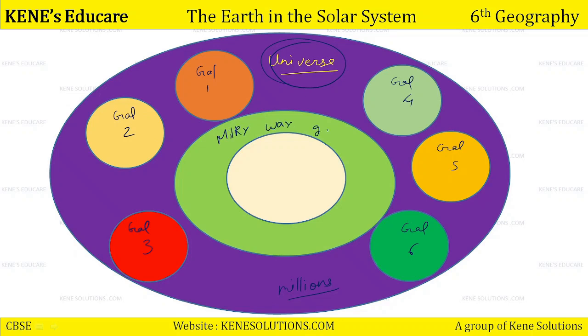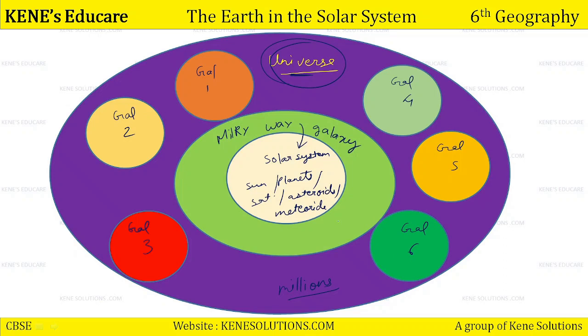Okay. One such galaxy in which we live is the Milky Way galaxy. And under this Milky Way galaxy is our solar system, which consists of sun, planets, satellites, asteroids, meteoroids, and all these things. Okay, so our universe consists of a number of galaxies, millions of galaxies.